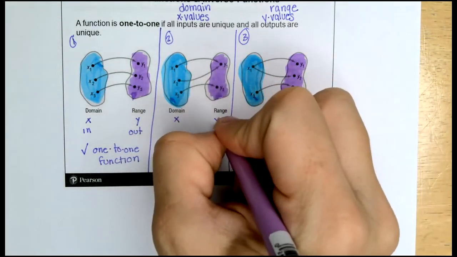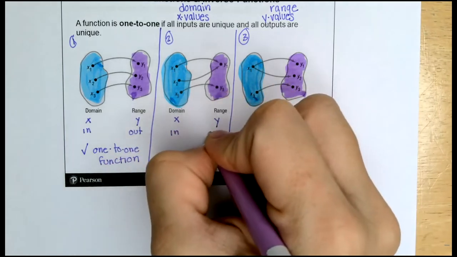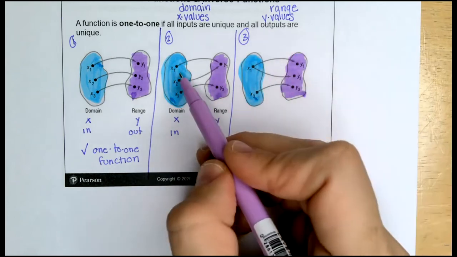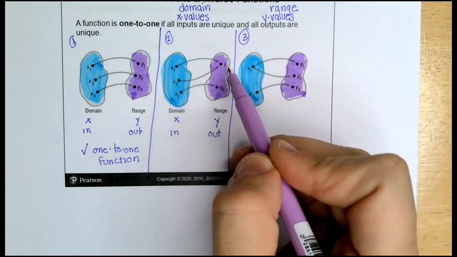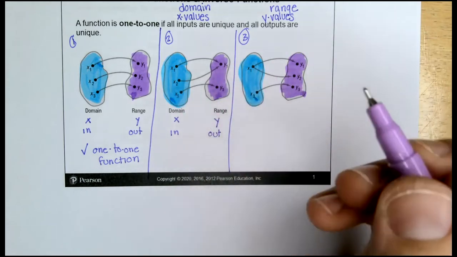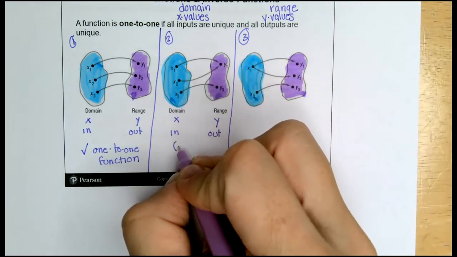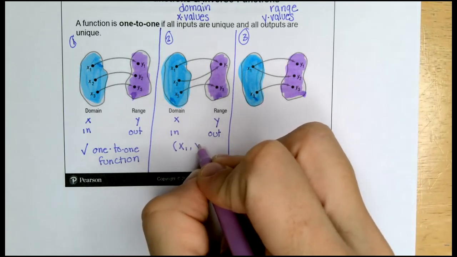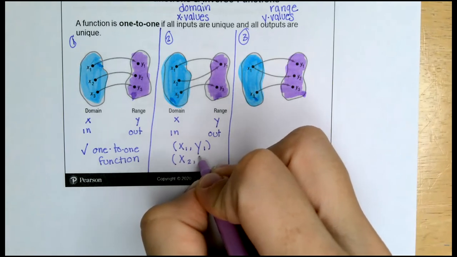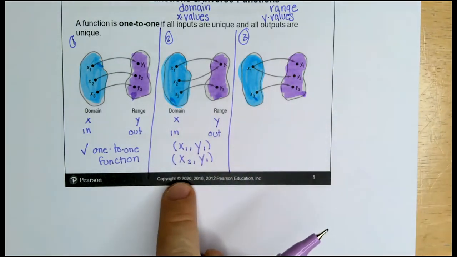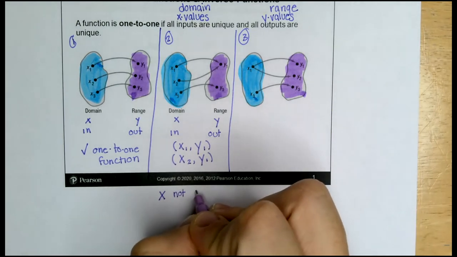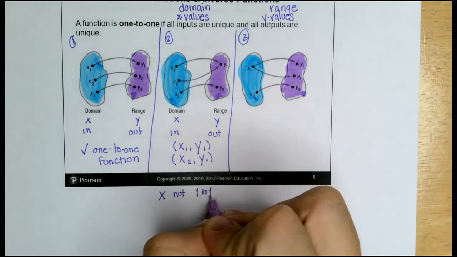Same thing, we have our x's, we have our y's, our inputs and our outputs. Each input needs to be unique and each output needs to be unique. So this x sub 1 corresponds to y sub 1. X sub 2 also corresponds to y sub 1. That means we have this point and we also have this point. So y sub 1 is no longer unique. So this would not be a one-to-one function.